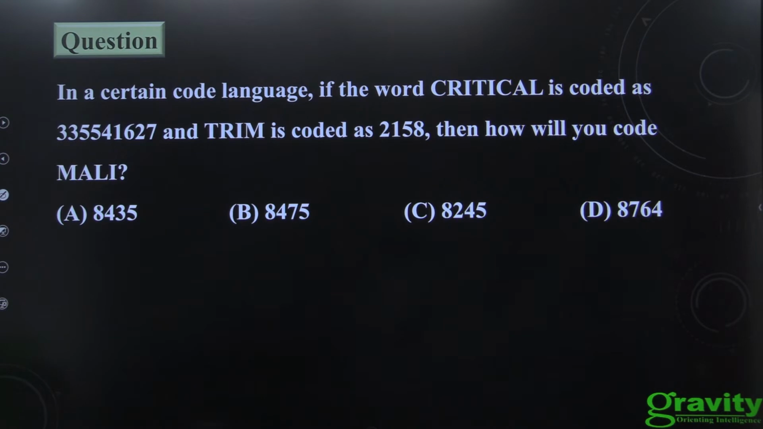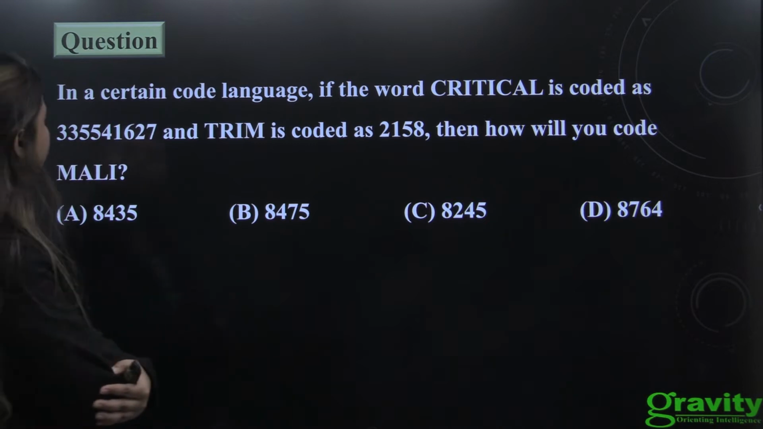Option C. No. Option D. No, incorrect. Option B. Correct. B. How did you do it? What's the code for M? Ma'am, 8. Correct. What's the code for I? 5. Correct. Okay.